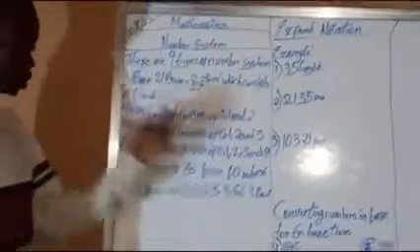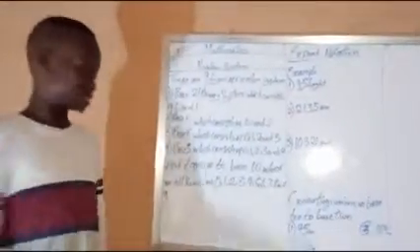Base 3 is the same thing. It cannot reach 3. Base 4 the same thing. Base 5 the same thing. And it goes on and on to base 10, which are known as 0, 1, 2, 3, 4, 5, 6, 7, 8, and 9.